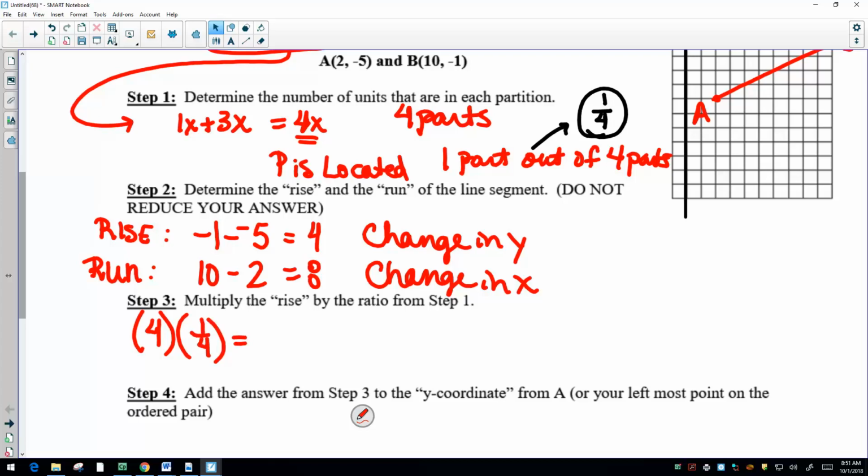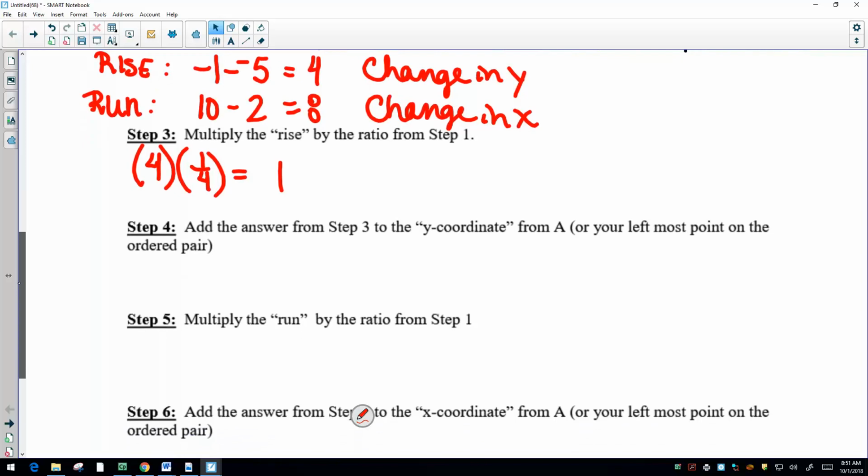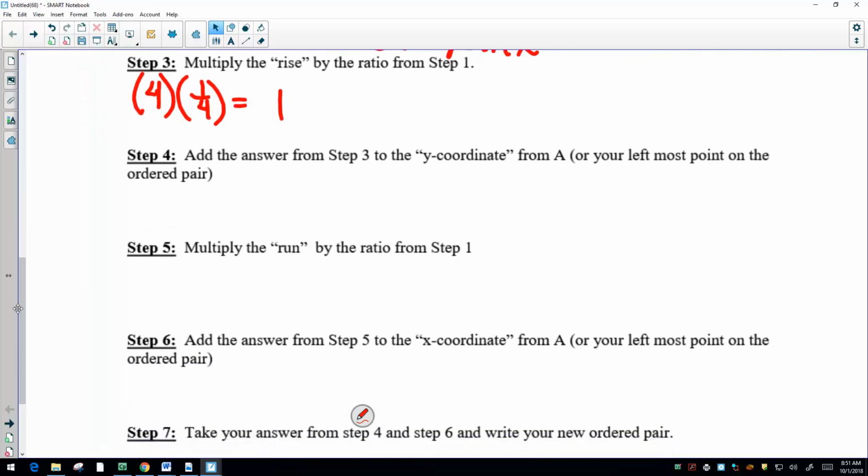So when I multiply that out, I get a total of 1. Now our next step says, okay, we'll take that answer and add it to step 3. Take our answer from step 3 and add it to the y coordinate from A. So if I'm looking at the y coordinate from A, that's a -5. And to that, I want to add that answer of 1, which is now going to give me a -4.